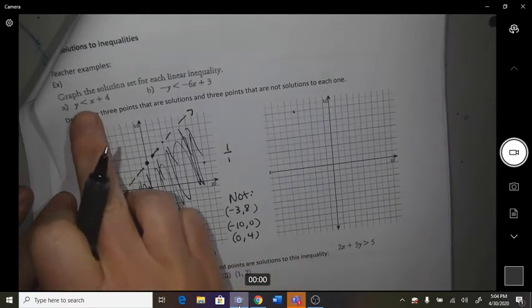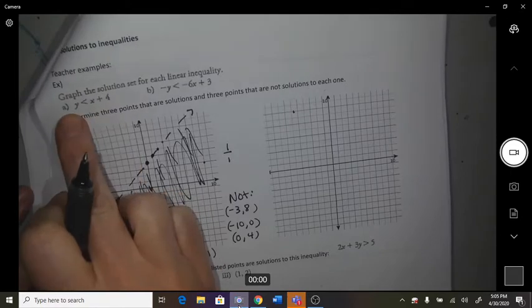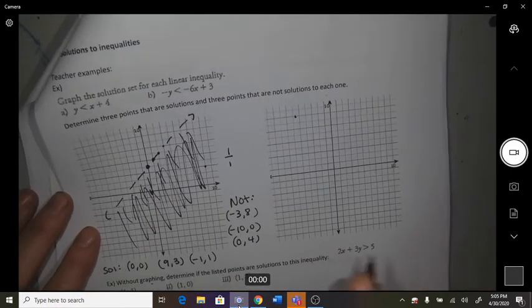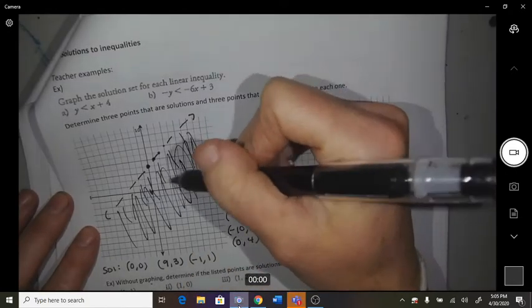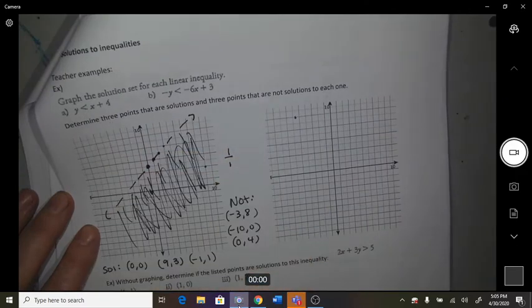So think about plugging it in, right? If you had 0, this side would be 4 and this side would be 4. Is 4 less than 4? No, that doesn't work. Okay, so the solutions, yes, they will obviously be in the shaded region, but they also mathematically will work.